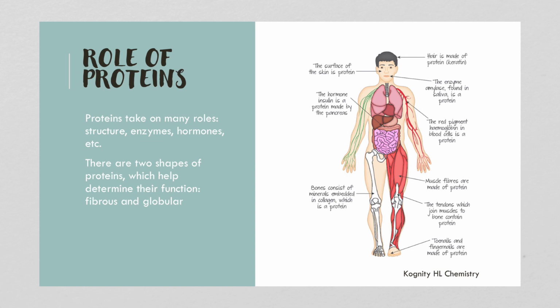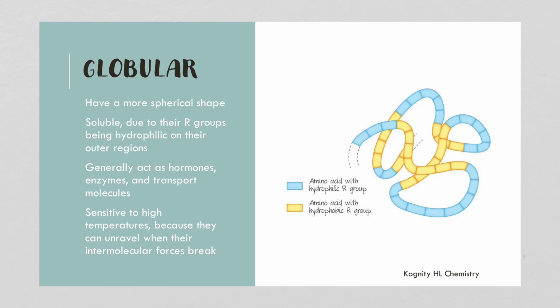So there's two different shapes of proteins, or groups of proteins, that help determine their function: fibrous proteins and globular proteins. Globular proteins have more of a spherical shape. They're globby, that's how I remember them. They are soluble because their R groups are hydrophilic on their outer regions, and they keep the hydrophobic ones towards the center, as you can see in the yellow and the blue. These proteins tend to act as hormones, enzymes, and transport molecules.